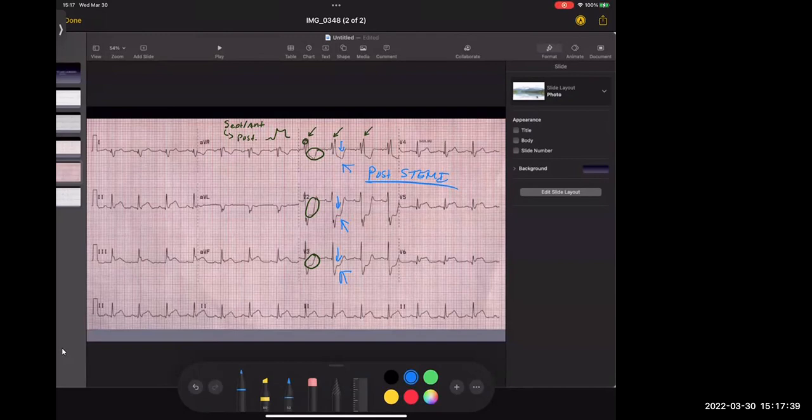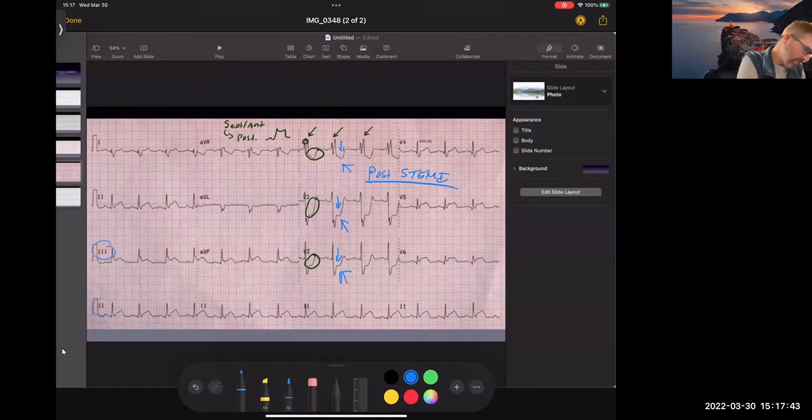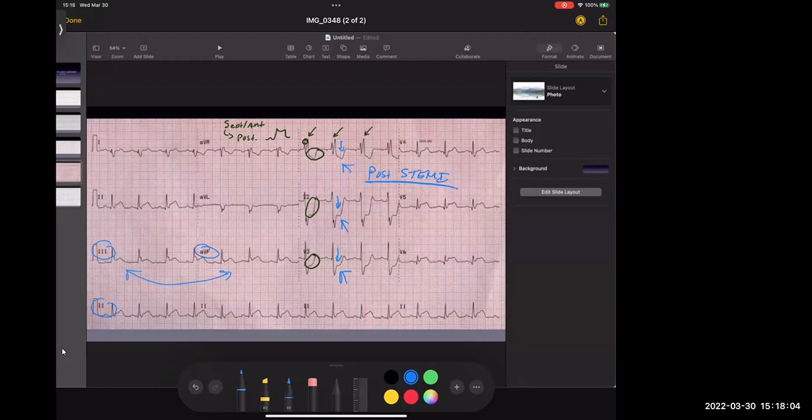Yes, it would, particularly because you have some subtle changes in the inferior leads, particularly 3 and aVF. And so you'd want to take a look at the right ventricle. So yeah, absolutely. Okay. Hopefully that made sense. And before I let you all go, is there a question?